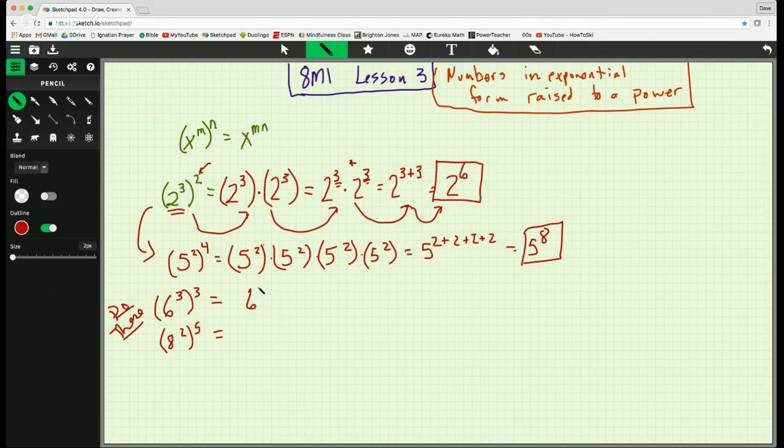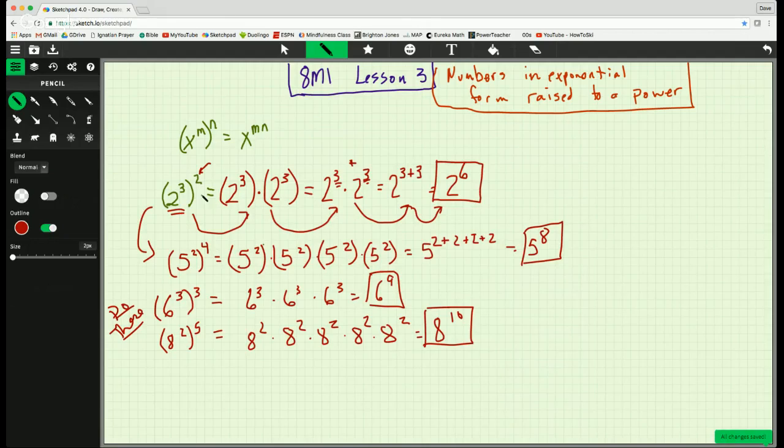Okay, so now this would be 6 cubed times 6 cubed times 6 cubed, which is equal to 6 to the 9th. And this would be 8 squared times 8 squared times 8 squared times 8 squared times 8 squared, which is equal to 8 to the 10th.